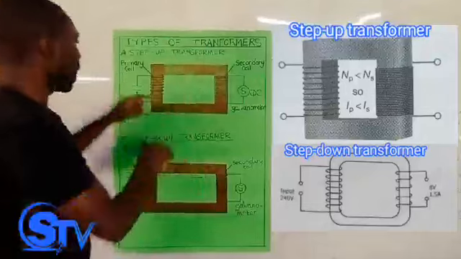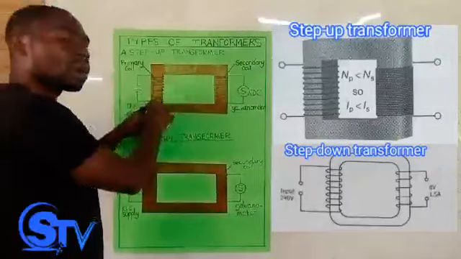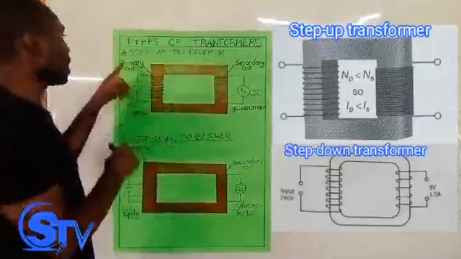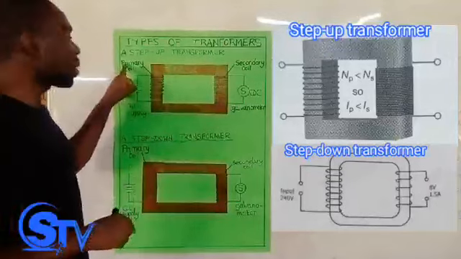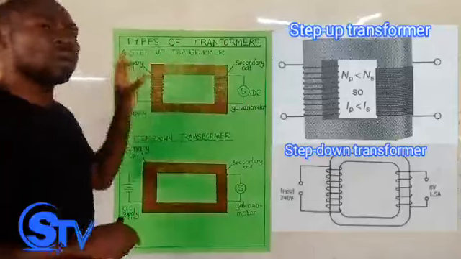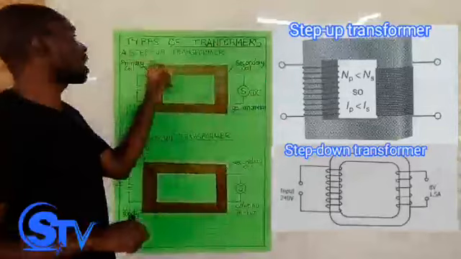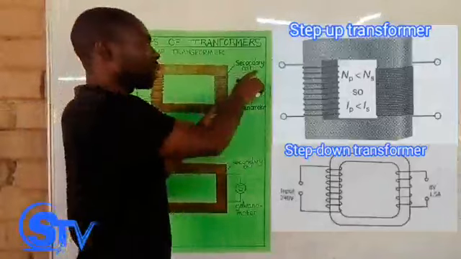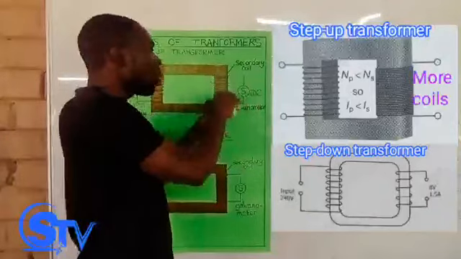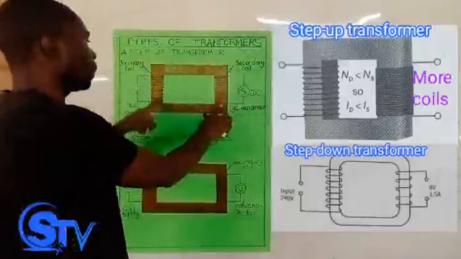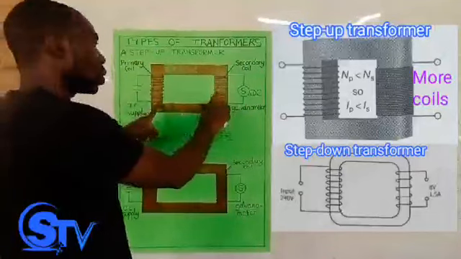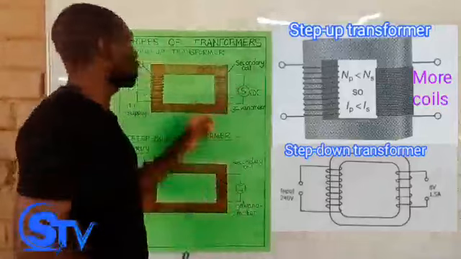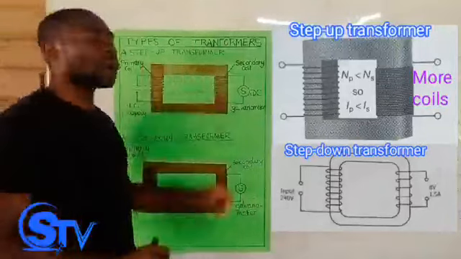When you see few coils connected to the AC supply, that side is known as the primary coil, and that type of transformer is known as the step-up transformer. On the other hand, when you look at the secondary coil, it has more turns compared to the primary coil. So that again confirms that this is a step-up transformer.